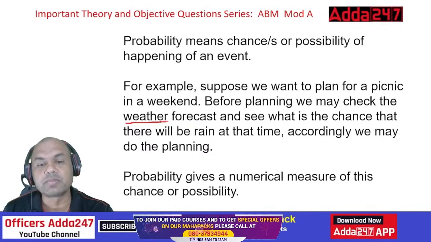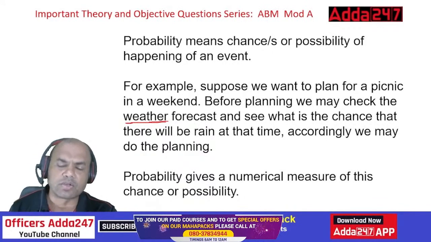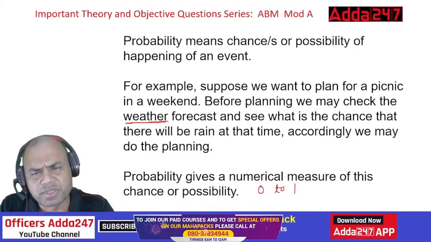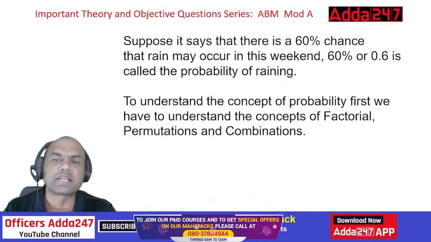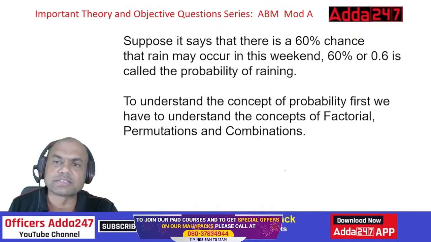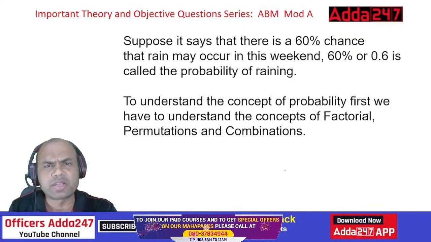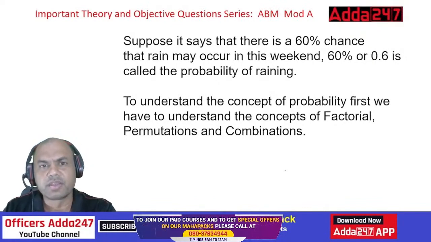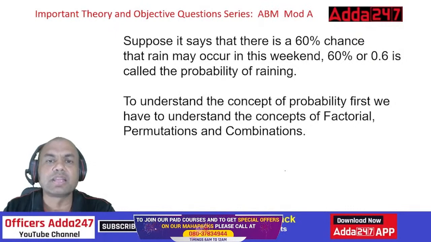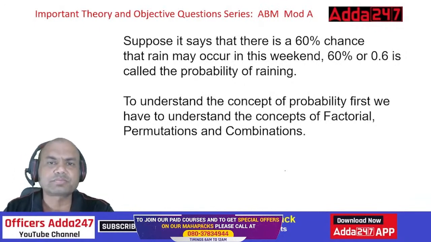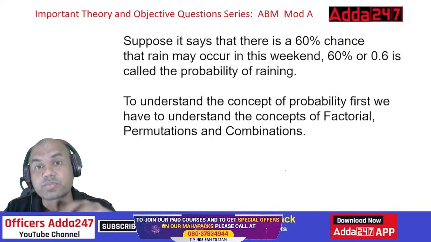Probability gives a numerical measure of this chance or possibility. Always remember, probability is between 0 and 1, only 0 to 1. It can't be more than 1, it can't be less than 0. Suppose it says there is a 60% chance that rain may occur this weekend. 60% means 0.6 is the probability of raining. That's the numerical part. Nowadays, you can go to Google weather, type your city name and rain, and you'll get the probabilities of raining on an hourly basis. That's the use of probability.